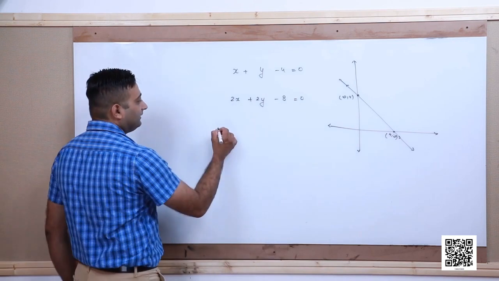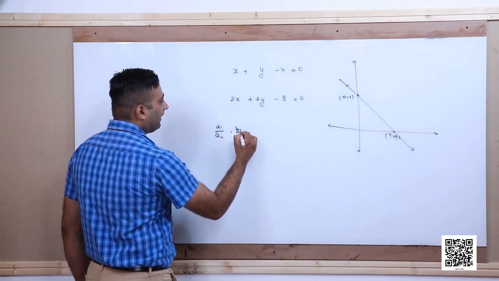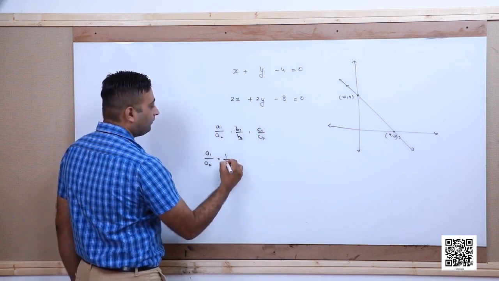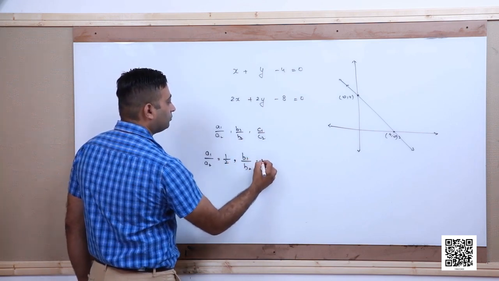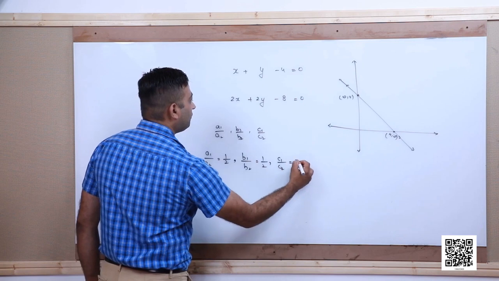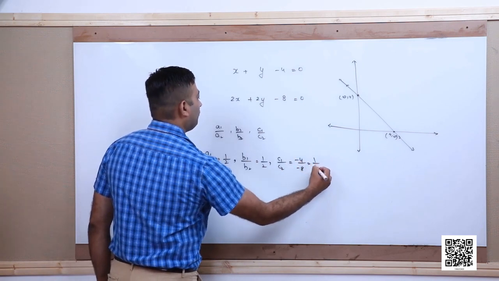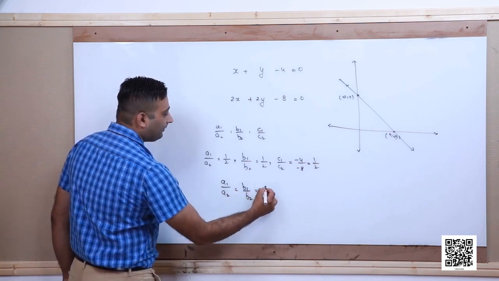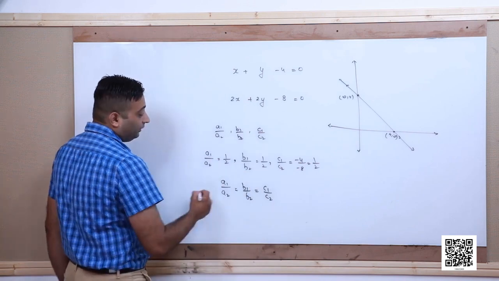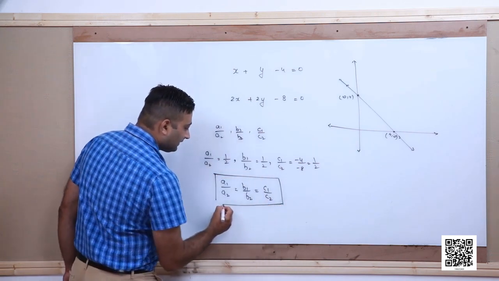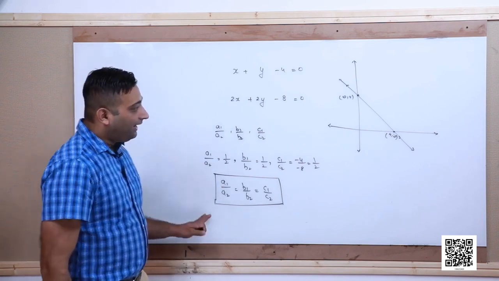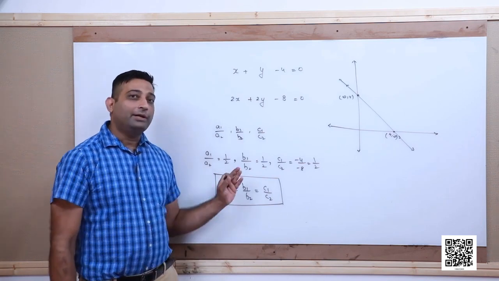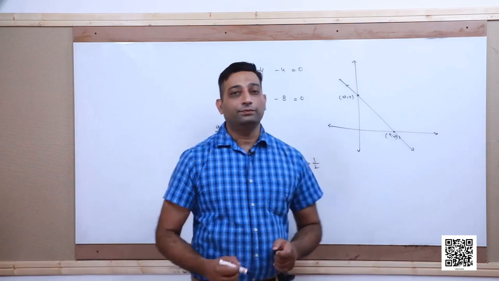Now let us compare the ratios A1 by A2, B1 by B2 and C1 by C2. We can see that A1 by A2 is equal to 1 by 2, B1 by B2 is also equal to 1 by 2, and C1 by C2 is equal to minus 4 by minus 8, it is also equal to 1 by 2. So we can see that A1 by A2 is equal to B1 by B2 is equal to C1 by C2. That means the lines which are represented by coincident lines have a condition that A1 by A2 is equal to B1 by B2 is equal to C1 by C2.